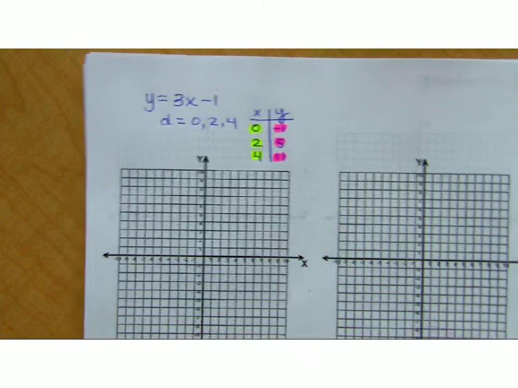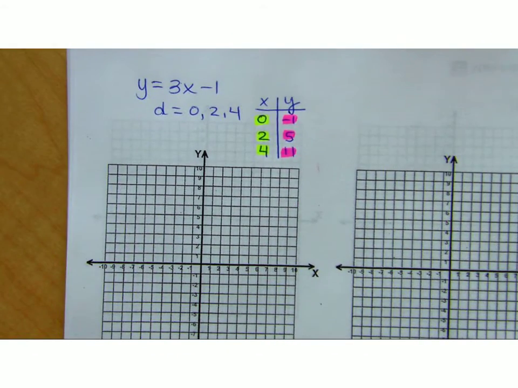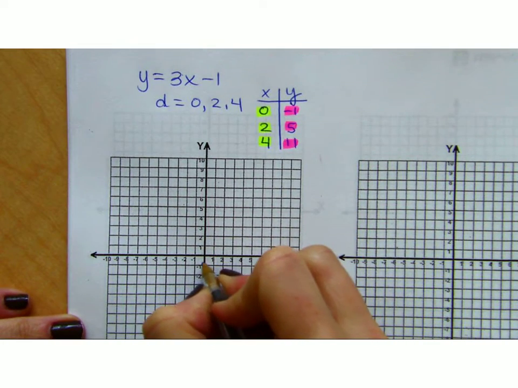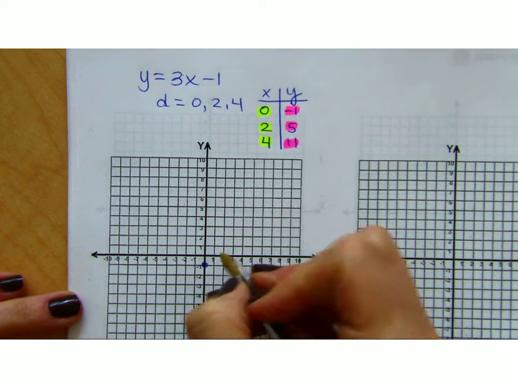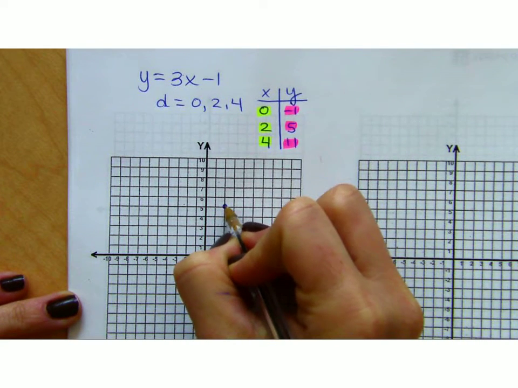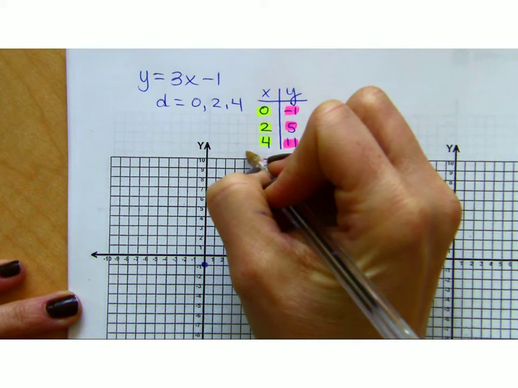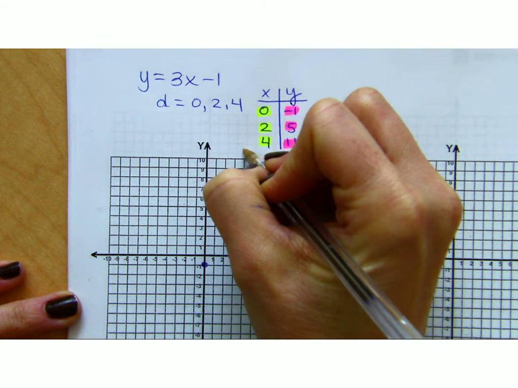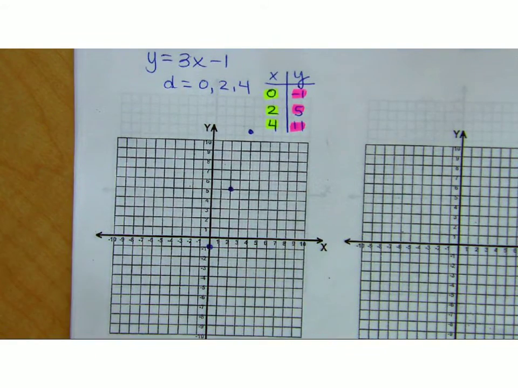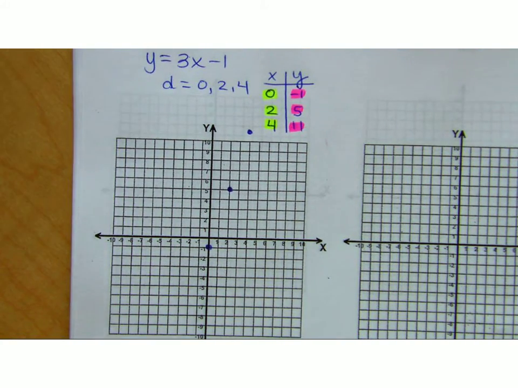Agreed? So now that I have an ordered pair in my table, I plot it, right? Now be careful because I said 0, negative 1, 2, comma, positive 5, and 4, comma, positive 11. And if that happens and it's semi-close, you can just kind of go off. So let's watch what we did. We've already done this. I'm building off of this.